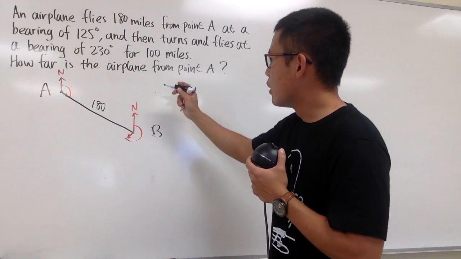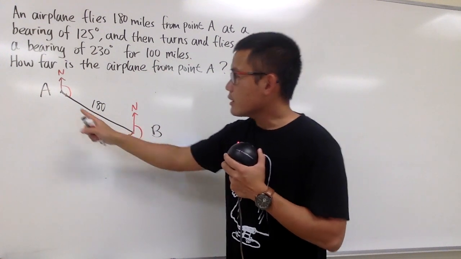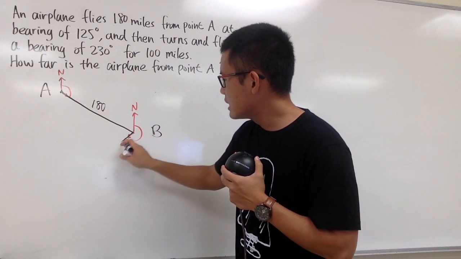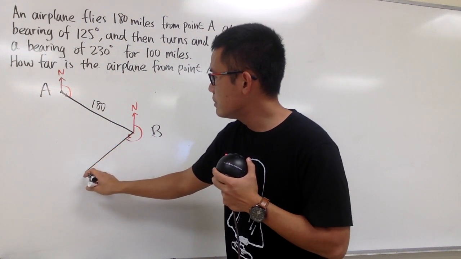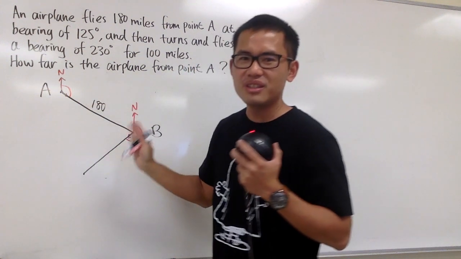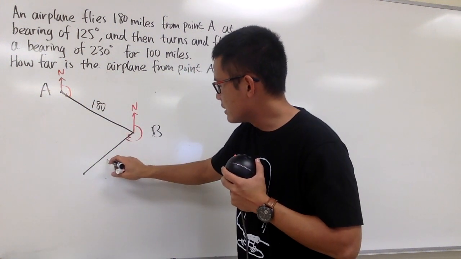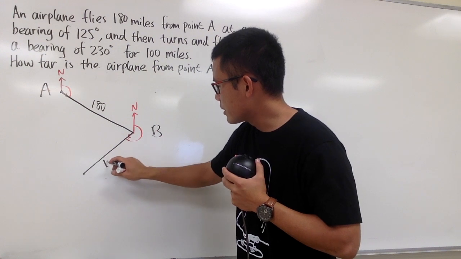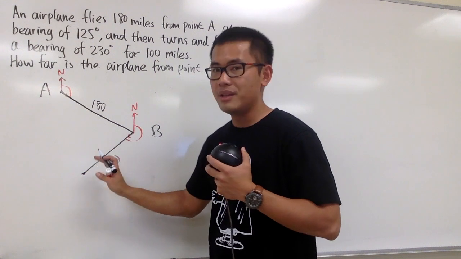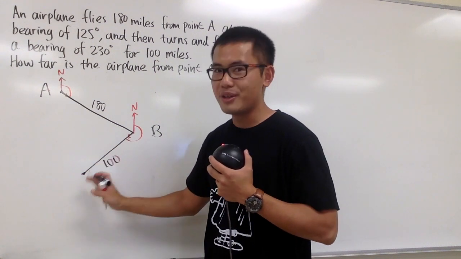From here, we have to go 100 miles. And you know this right here is 180, so 100 miles is going to be maybe something like this, right? Because if you look at it, this is 100 and that's about 180, something like that. So this is 100, let me just put this down right here. And we're pretty much done. This will be the end, right? The airplane will be right here at the end.